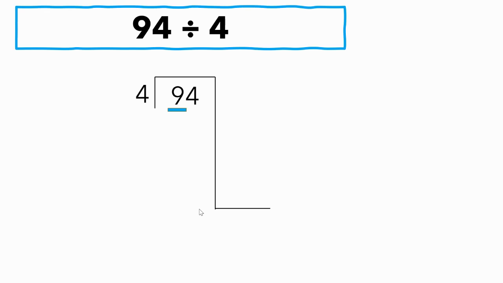To figure out how much each group is going to get, we're going to list our multiples of 4. 4 times 1 is 4. 4 times 2 is 8. 4 times 3 is 12. Oh, well, remember, we're trying to get as close as we can to 9 without going over. So 12 is already too big. We're going to go back to that second multiple of 4. 4 times 2 equals 8. That gets us closest to 9 without going over.